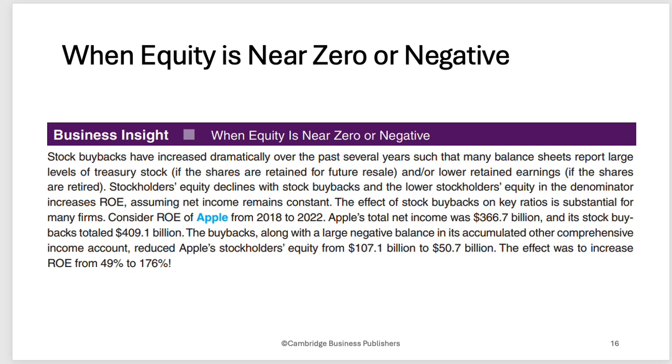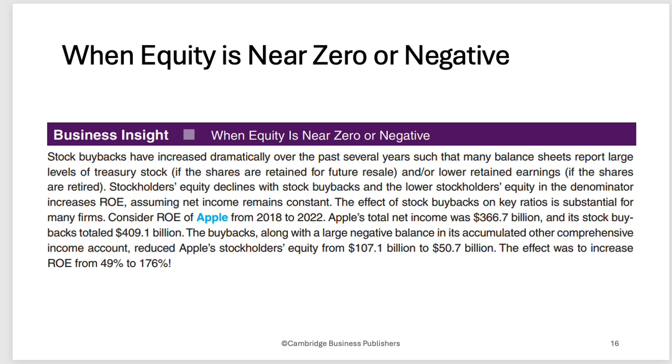And now, if you take a look at the middle of this business insight, it asks you to consider what Apple has done from 2018 to 2022. During that time, Apple's total net income was about $370 billion, but its stock buyback totaled over $400 billion. In other words, they were plowing more than just net income to simply buy back stock, and as a result, it really reduced the amount of outstanding stockholders' equity from over $100 billion to half of that.